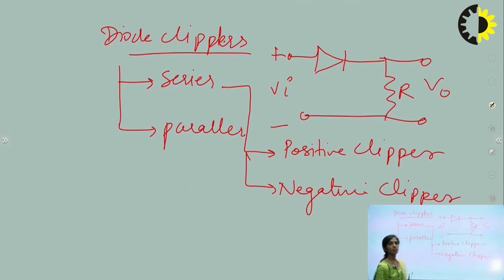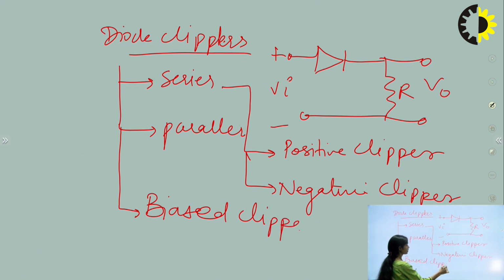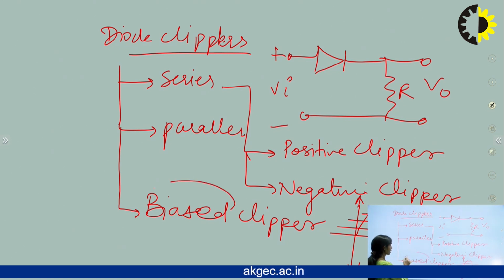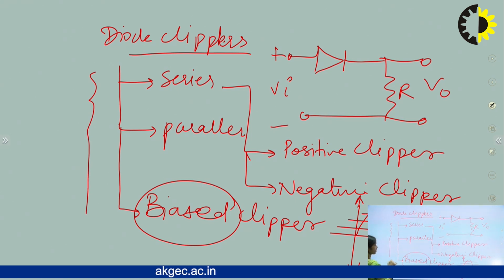Apart from this, we can also have a different type of clipper which is called a biased clipper. A biased clipper can be a series clipper also, or a parallel clipper also. In a biased clipper, we can clip the signal from any portion of the signal. That means we can clip from this side or at this level, or at that level. Different levels can be decided by the biased clipper. So we have these different combinations of clippers.